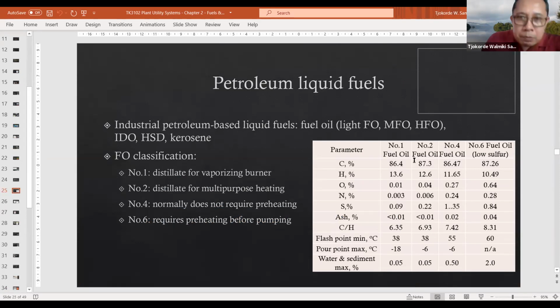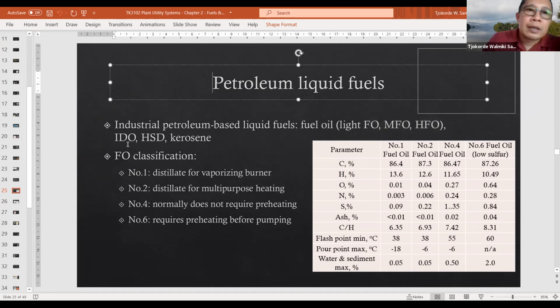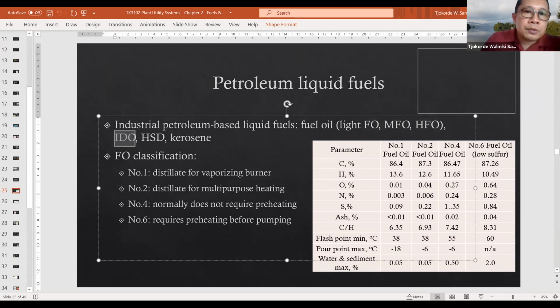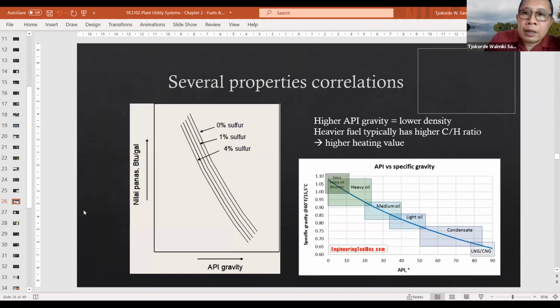So we have petroleum liquid fuels. You will be familiarized with these terms: fuel oil, marine fuel oil, heavy fuel oil, IDO, which is industrial diesel fuel, and so on. Kerosene is minyak tanah. This is the stuff that your grandparents or great grandparents used in their kitchens. It's no longer being used today. Some property correlation, for example between the viscosity and density of the liquid fuel and their heating value.